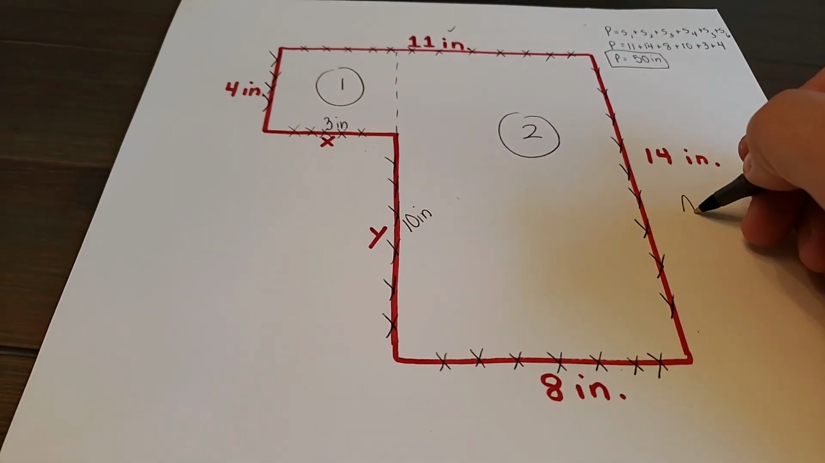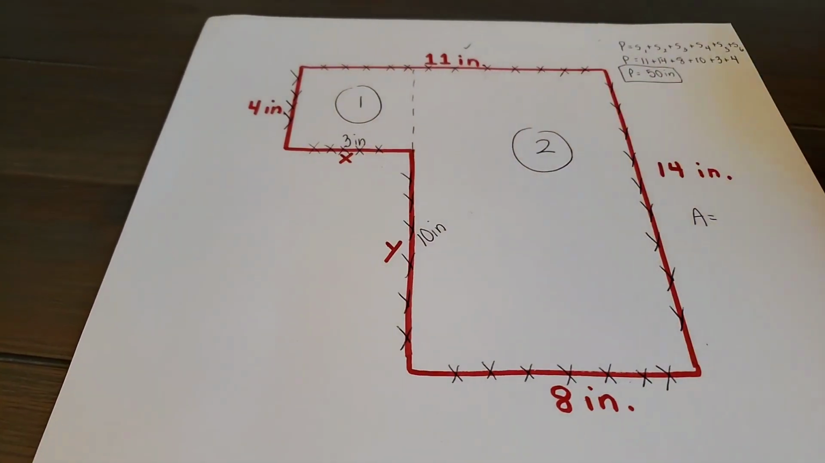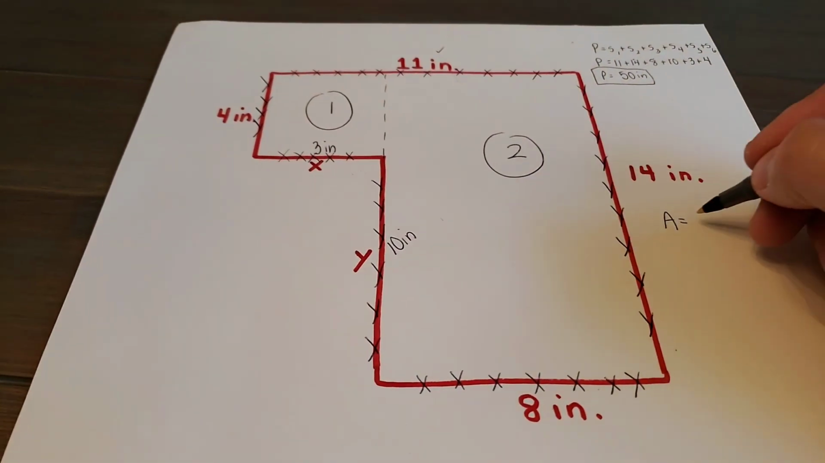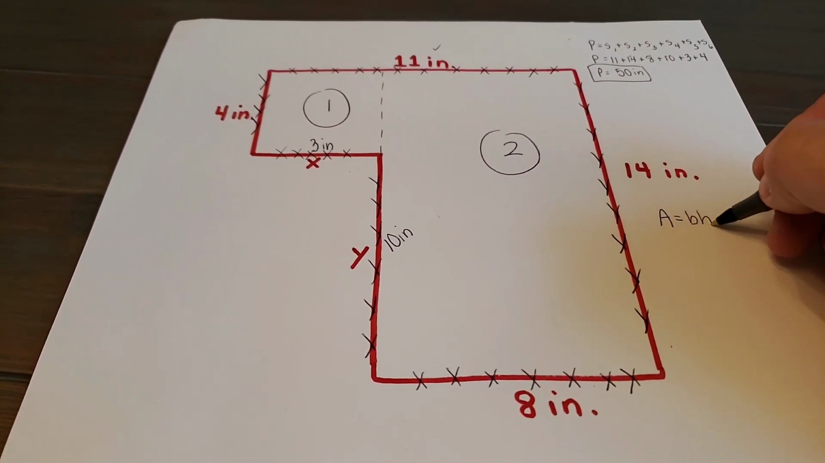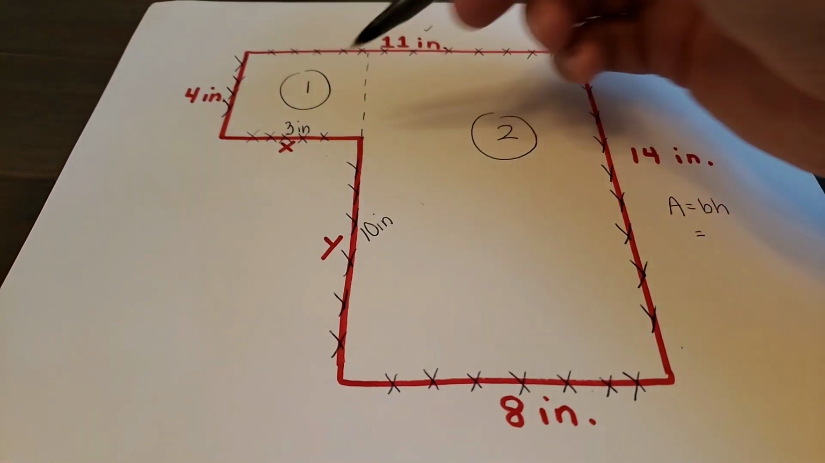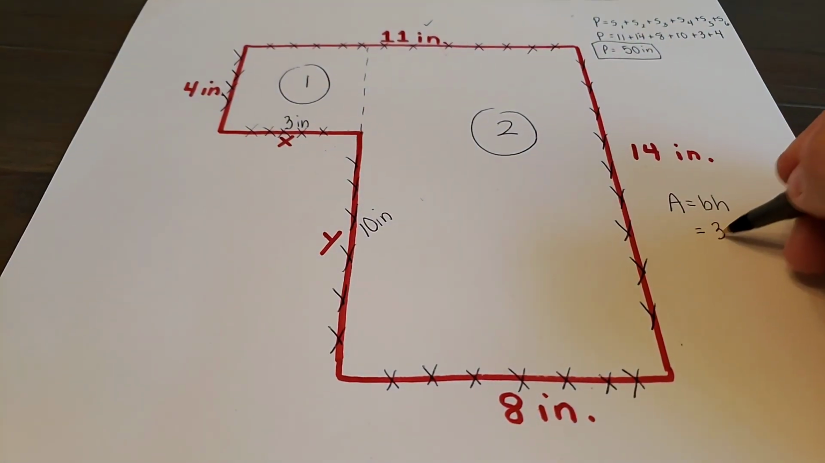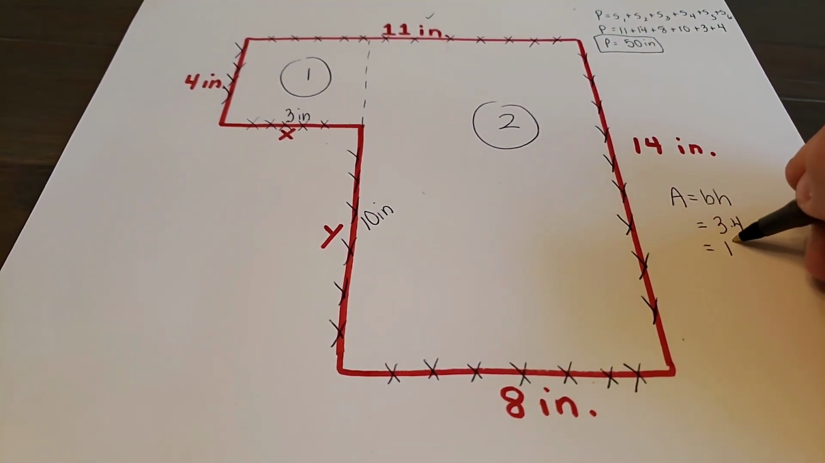All right, so let's start with shape 1. This is definitely what type of shape? That's a rectangle. Rectangle's formula: area equals base times height. So what is my base, my bottom? We have 3, and my height is 4. So 3 times 4 is 12 inches.